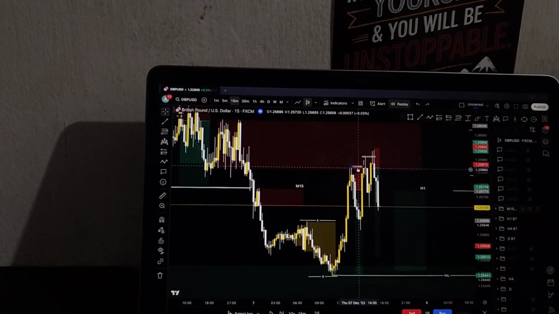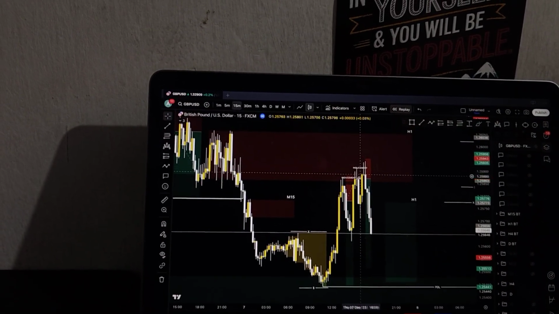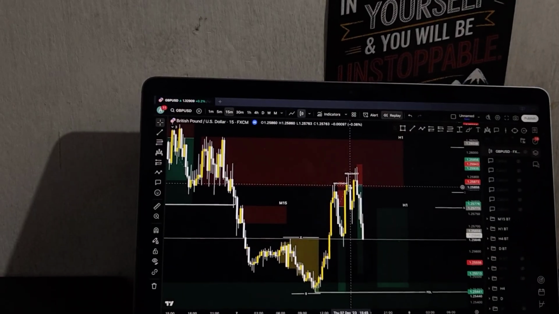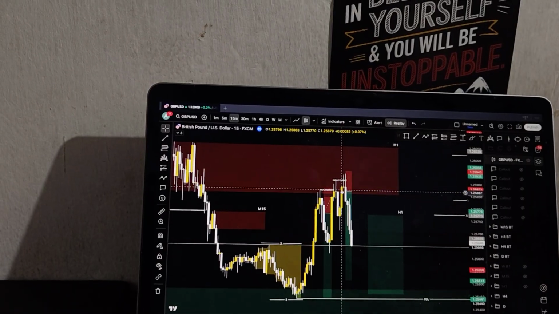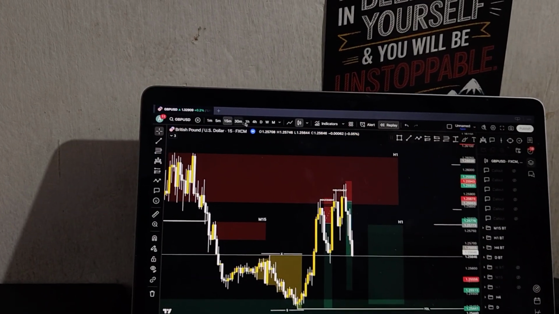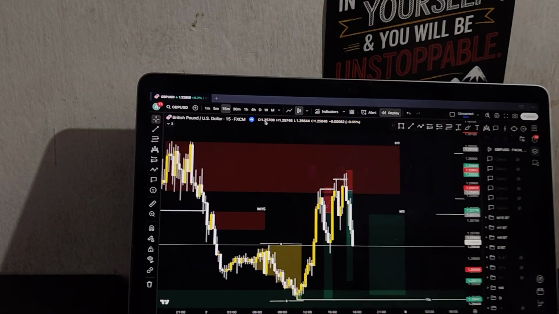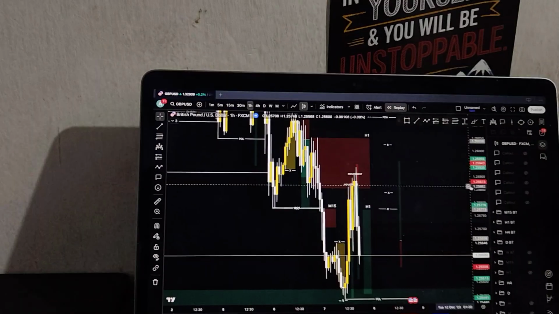It gave inducement, one inducement, second inducement. Our bias was correct. The market did go down, but what did it do? It gave inducement once, inducement twice, and at the third time on the hourly. How can you avoid this kind of inducement, or at least reduce it? You go to the hourly.